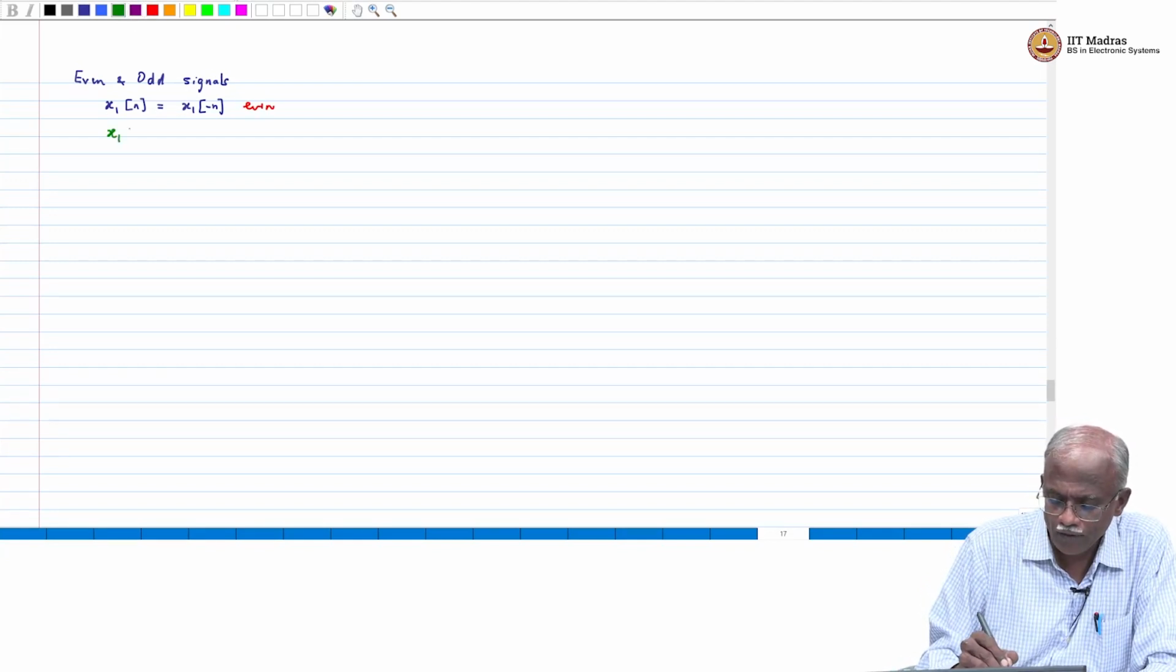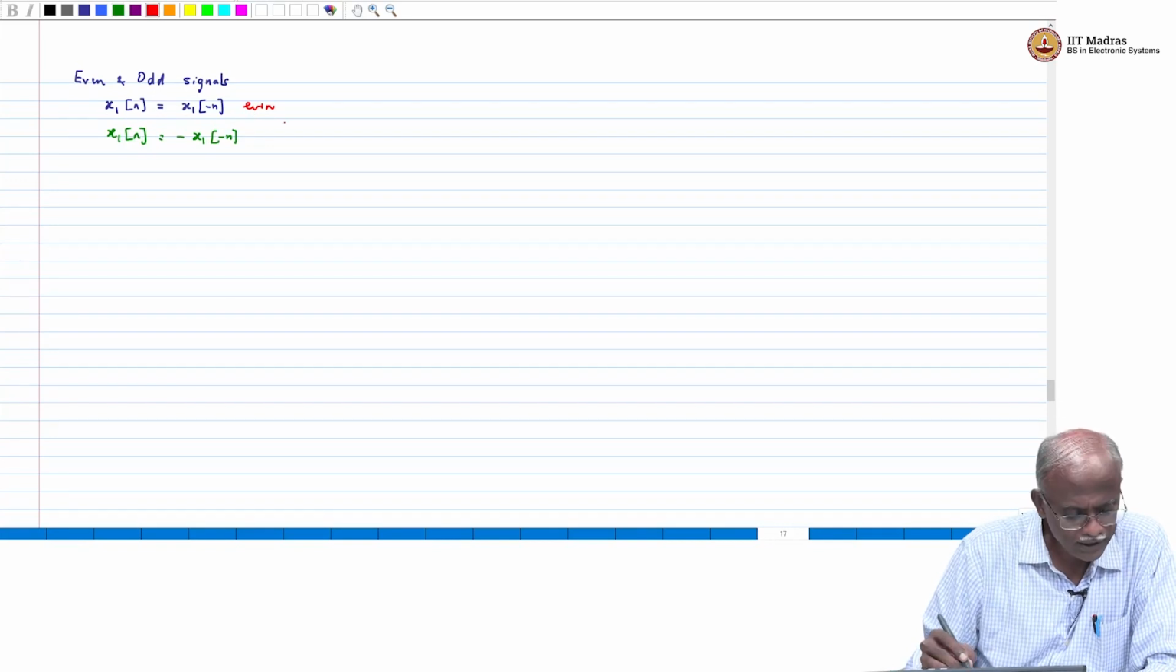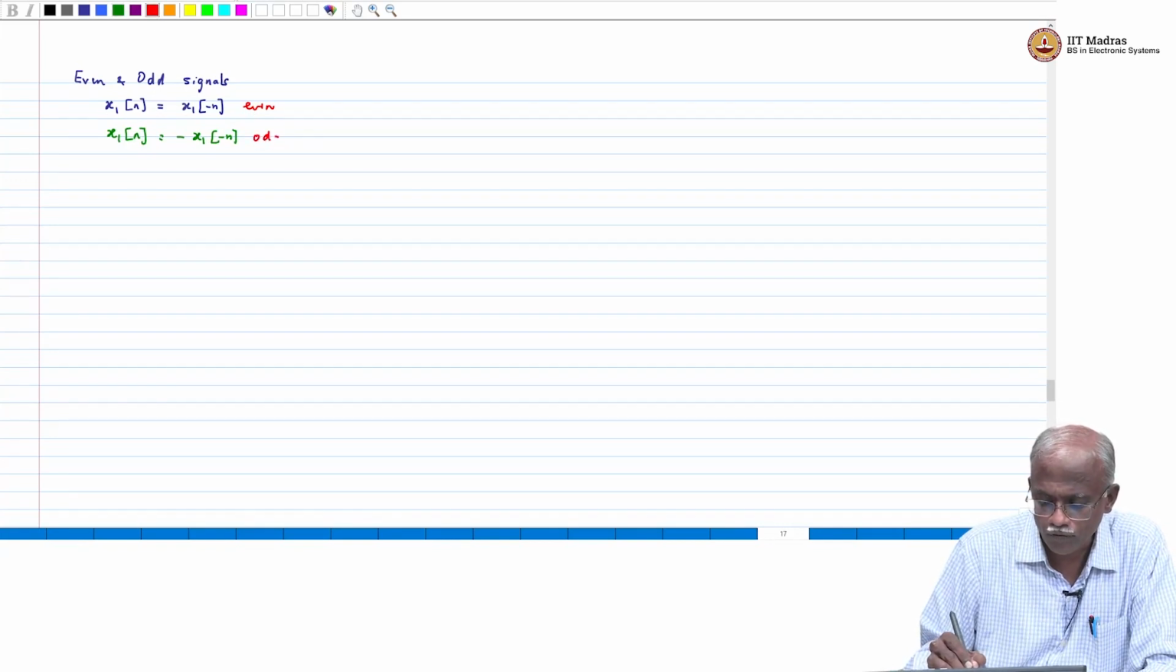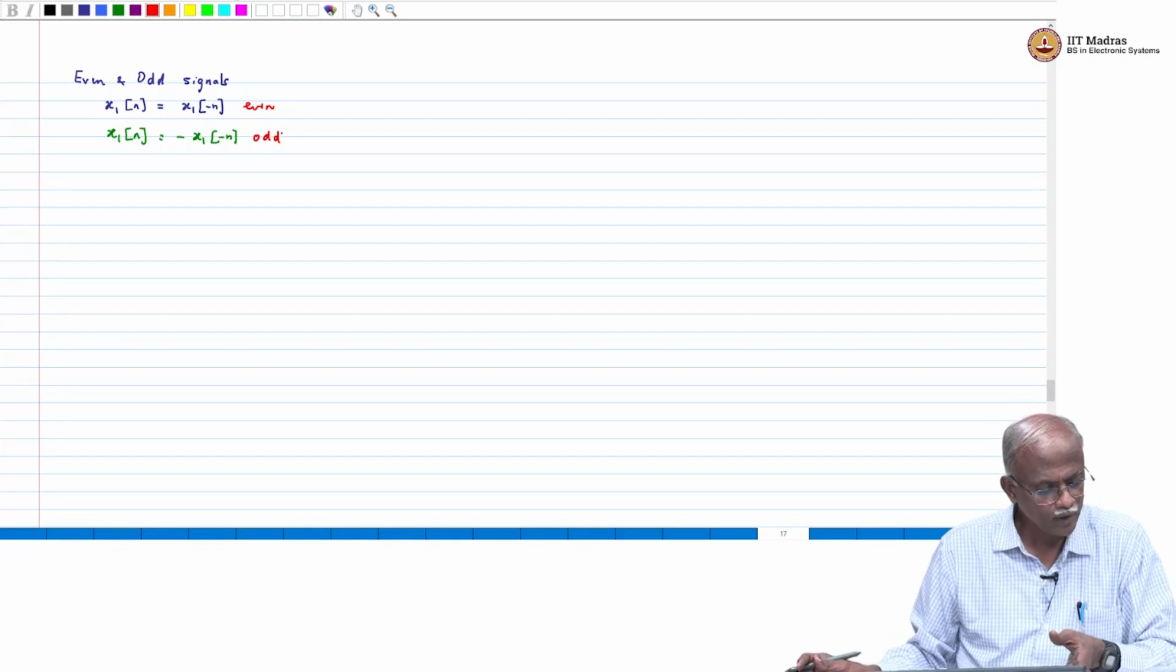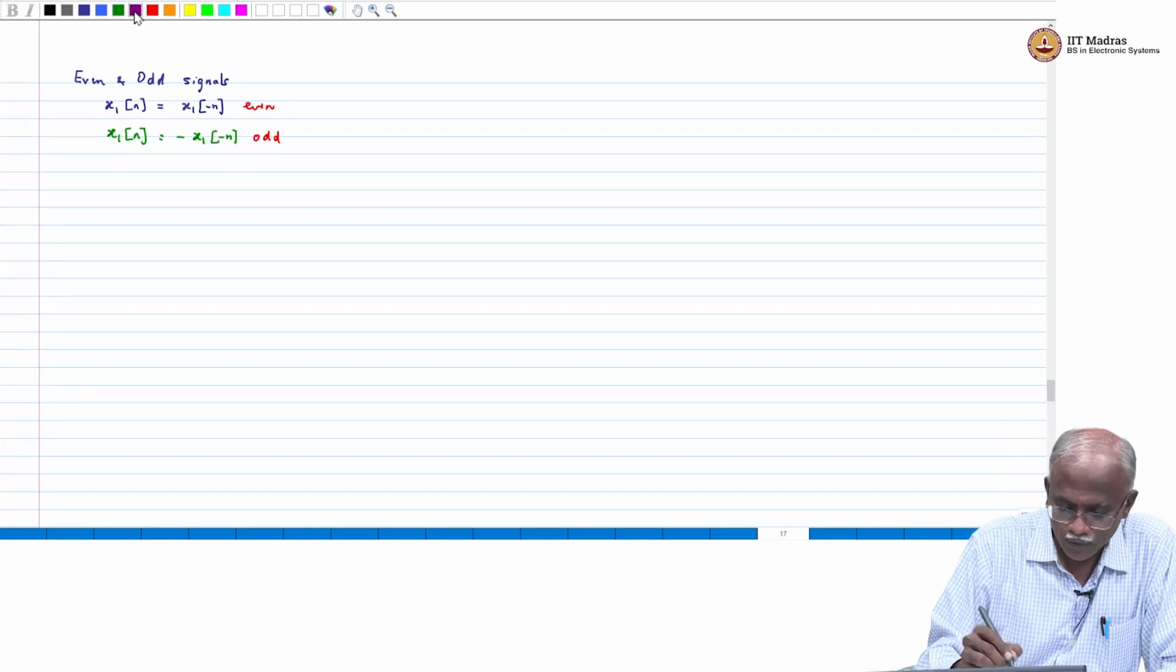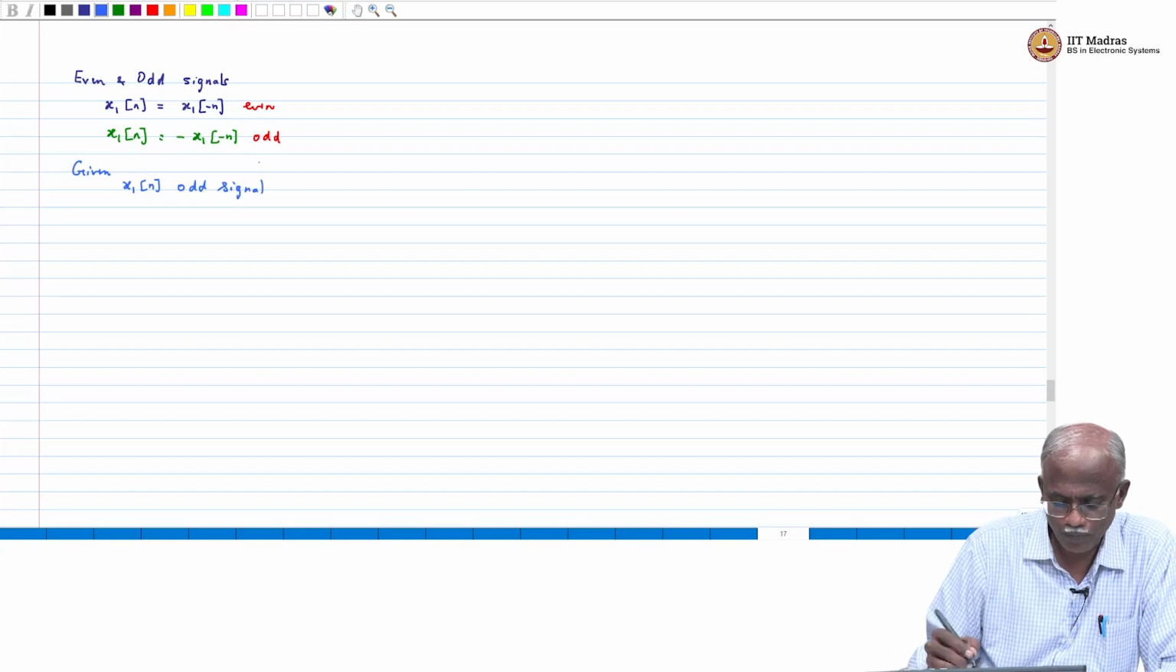On the other hand, if x1 of n is equal to minus x1 of minus n, then this is the condition of an odd function. Now, we are given the following. We are given that x1 of n is an odd signal, then you can see what property it will satisfy. We are given that x2 of n is an even signal.